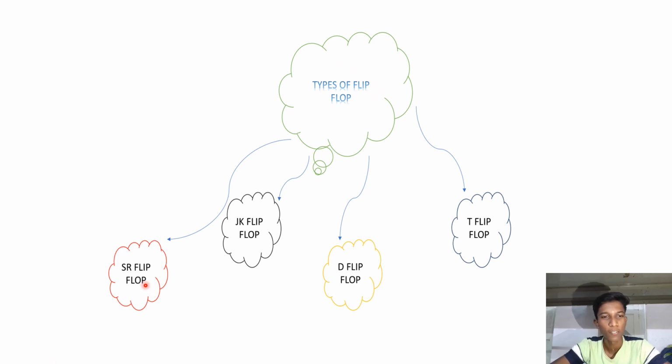The first one is the SR flip-flop, also known as the set and reset flip-flop. The second one is the JK flip-flop, also known as the Jack Kilby flip-flop. The third one is the D flip-flop, also known as the data flip-flop. The fourth one is the T flip-flop, also known as the toggle flip-flop. Then we are discussing the SR flip-flop.